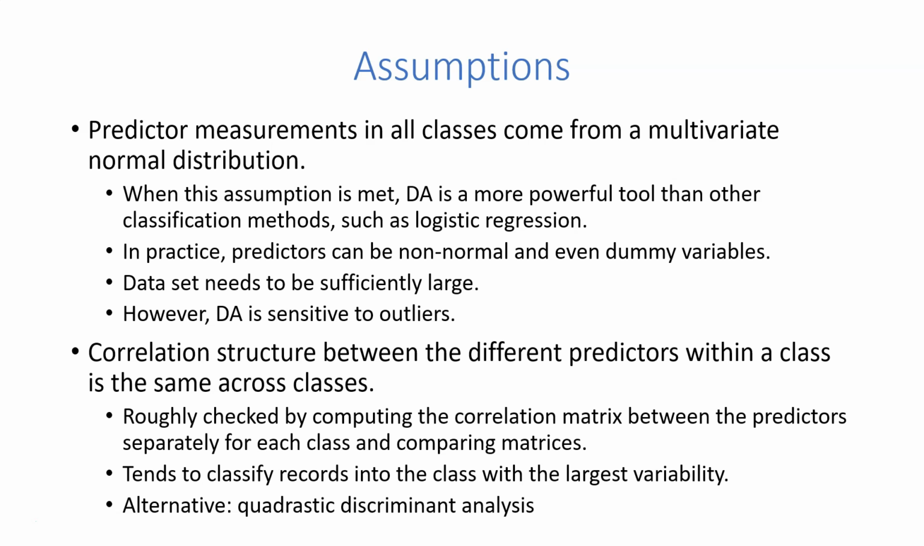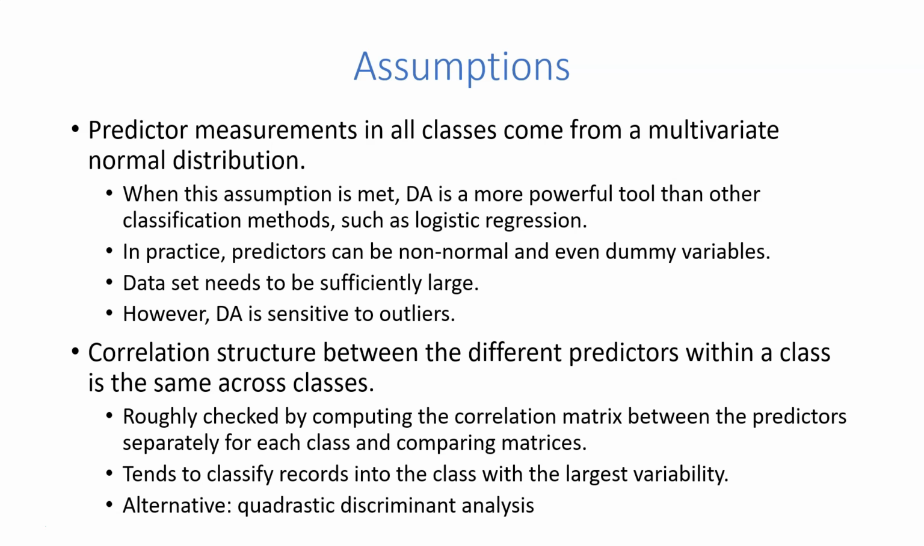However, in practice, discriminant analysis performs well even if the predictors have non-normal distributions or are dummy variables that have values of either ones or zeros, if the dataset is sufficiently large. In most analytic situations, we tend to have relatively large datasets, so this assumption may not be problematic. However, discriminant analysis is sensitive to outliers, so prior to performing discriminant analysis, it is recommended that outliers be removed from the dataset.